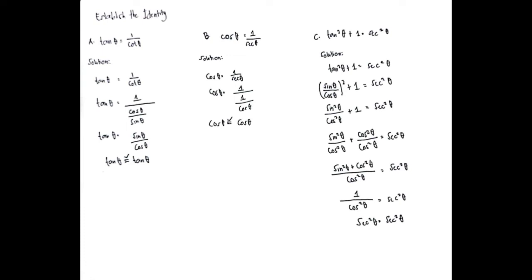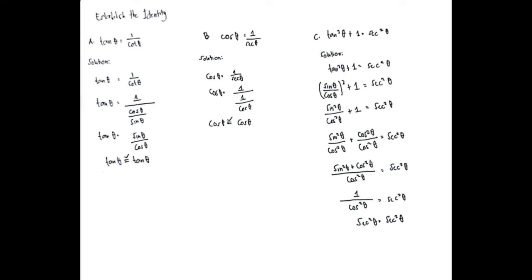So we have copied the given. We all know that tangent is also equal to sine theta over cosine theta, so we can change it into sine theta over cosine theta, squared, then plus 1 equals secant squared theta. Because we squared it, we have now sine squared theta over cosine squared theta plus 1 equals secant squared theta.